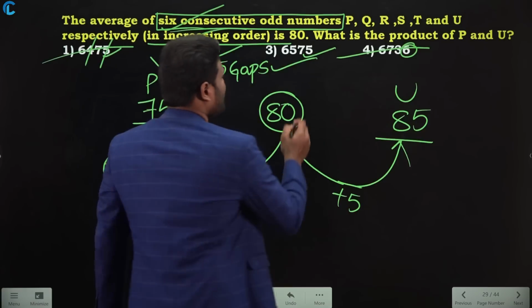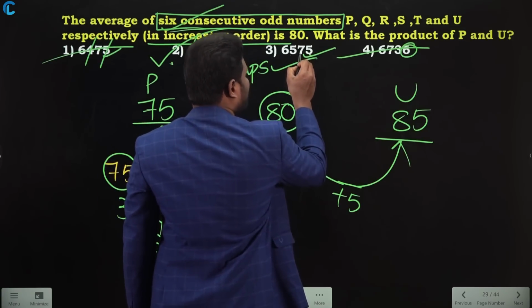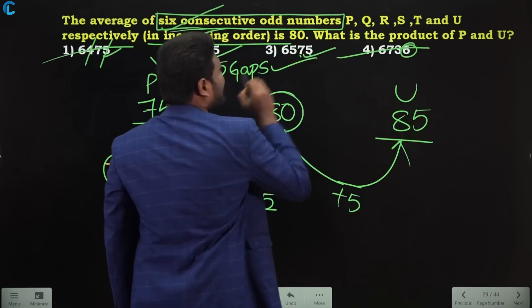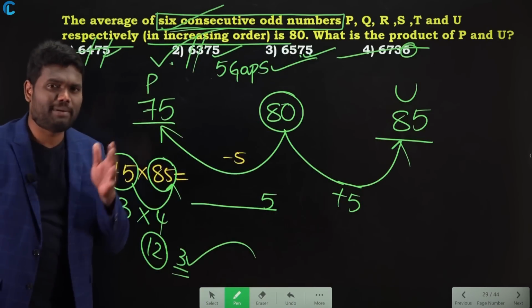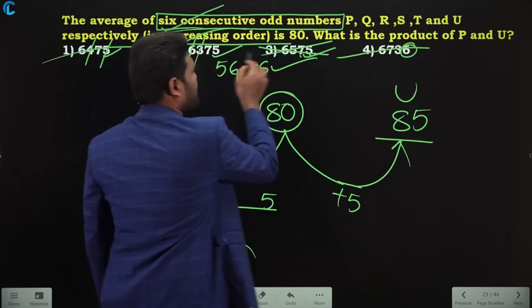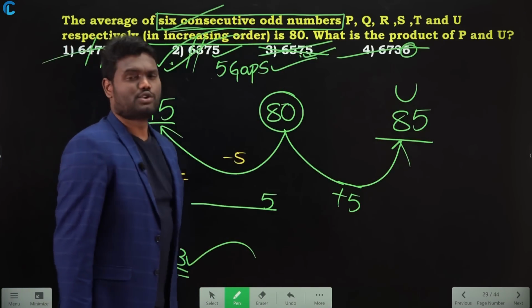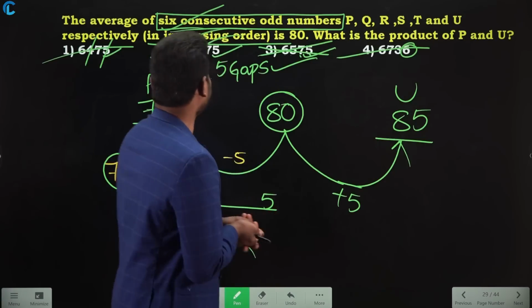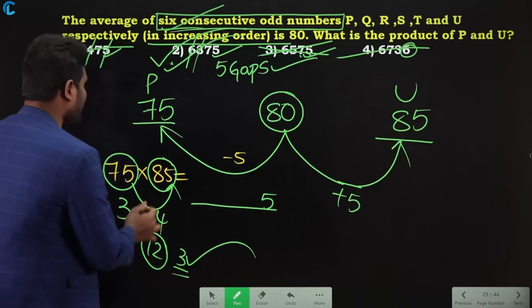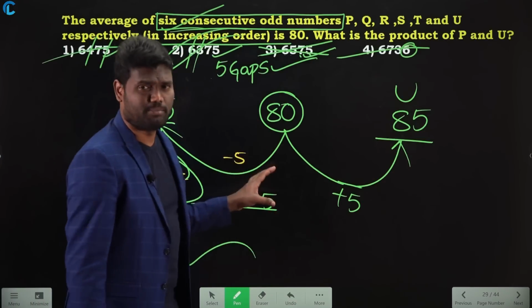Look at this one. 5 plus 5 is 10. 10 plus 7 is 17. 17 plus 6 is 23. 23 means 2 plus 3, which is 5. Now the digital sum for this is 5. So only option 2 is going to satisfy. We can directly mark the answer as 6375. Either you can calculate this or you can apply digital sum. Very, very simple question.